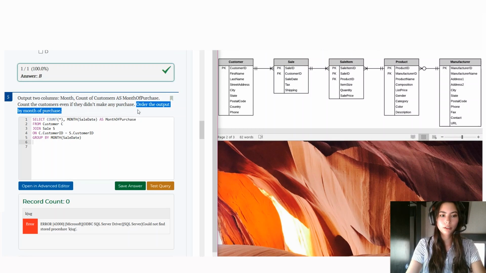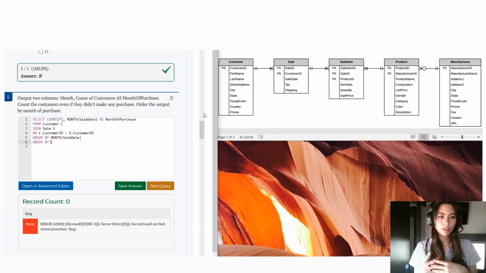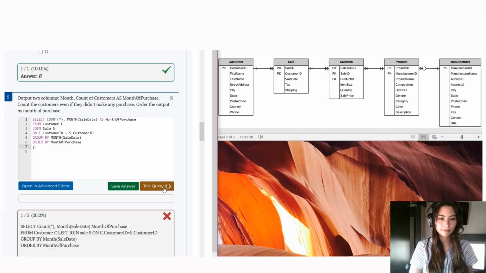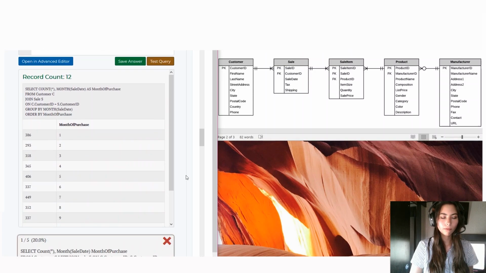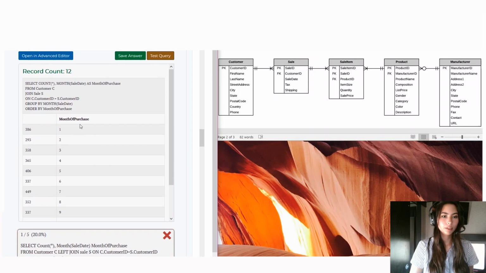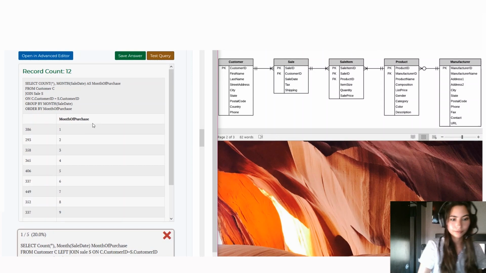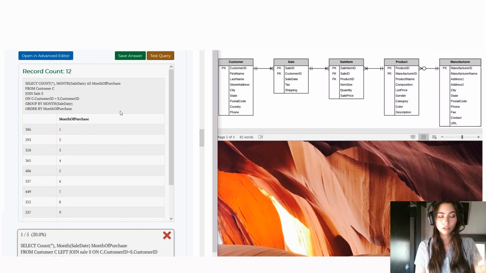So we're going to type order by, and it's wanting month of purchase. So I'm just going to go ahead and copy that and paste it right there. And I think we have everything covered. Let's check. All right, so we have our month of purchase, and we have it in ascending order, which is what we told it to do.